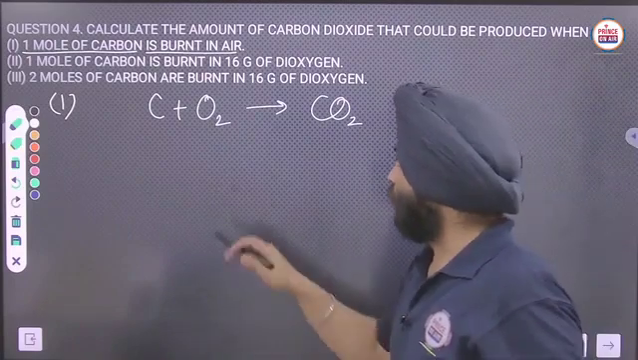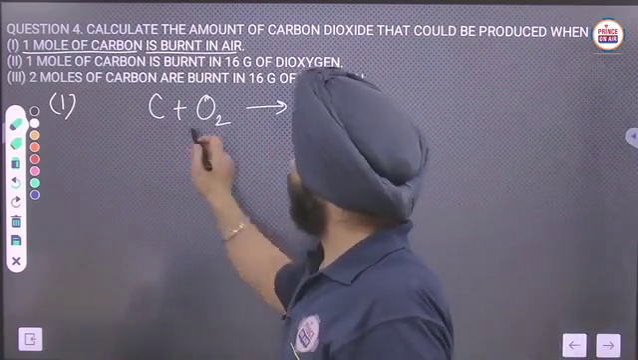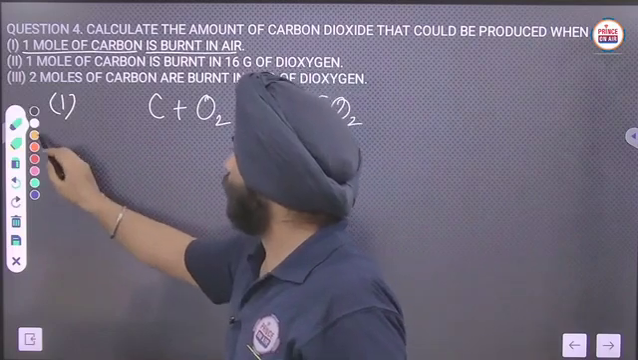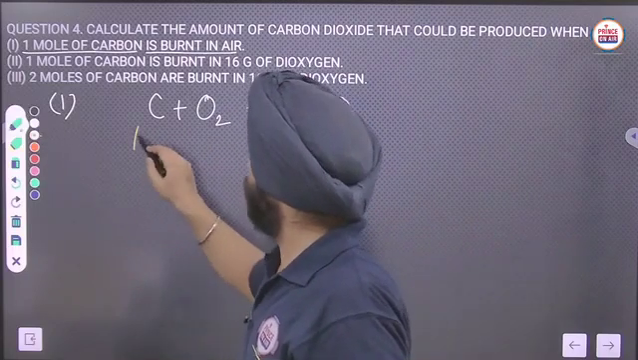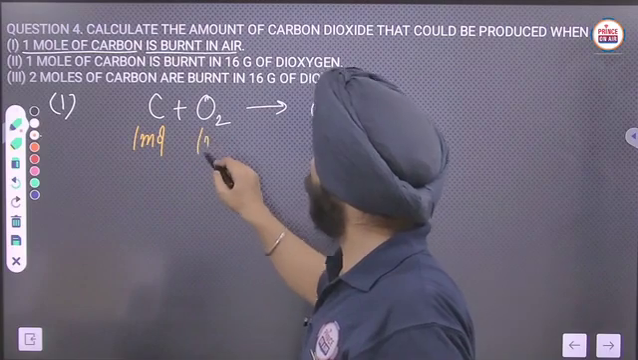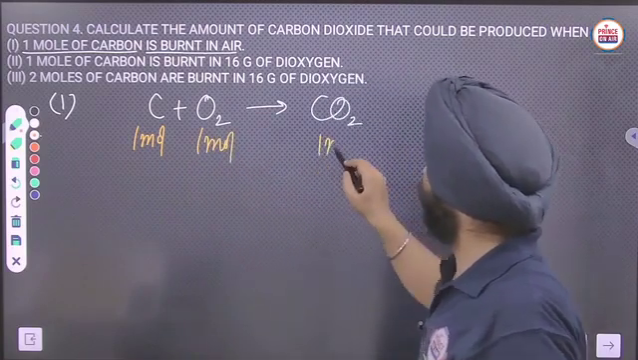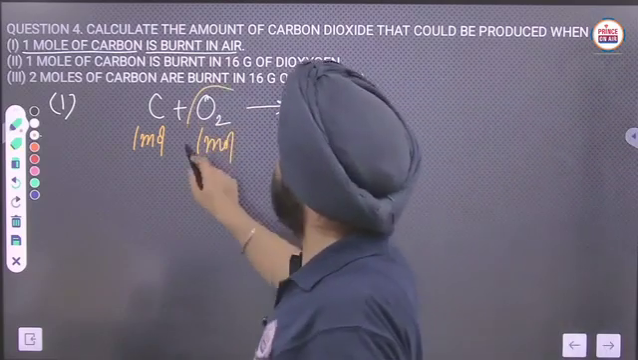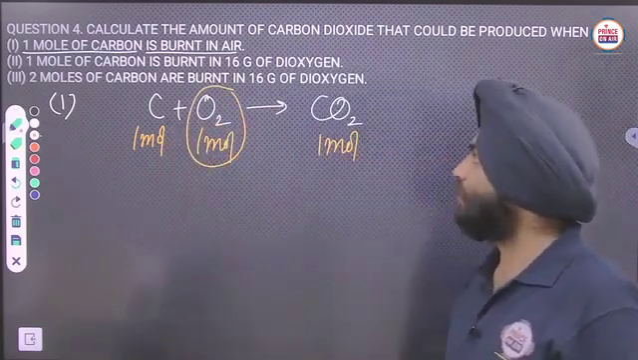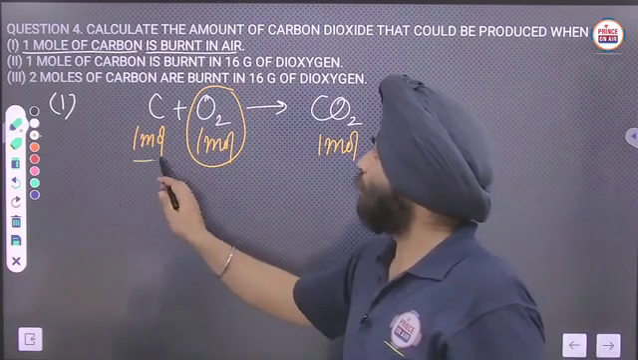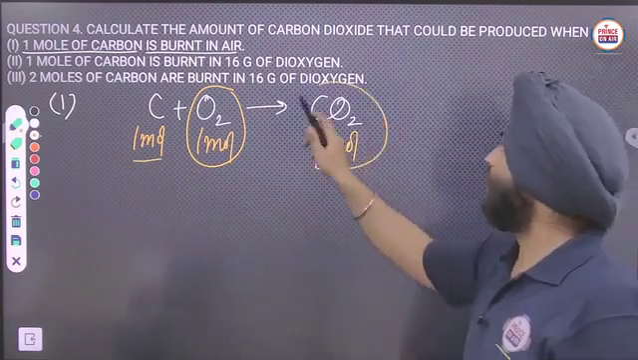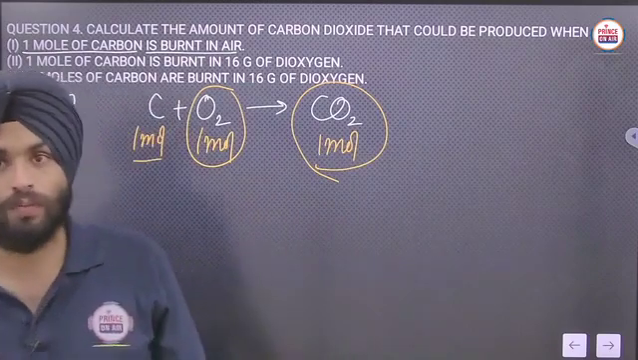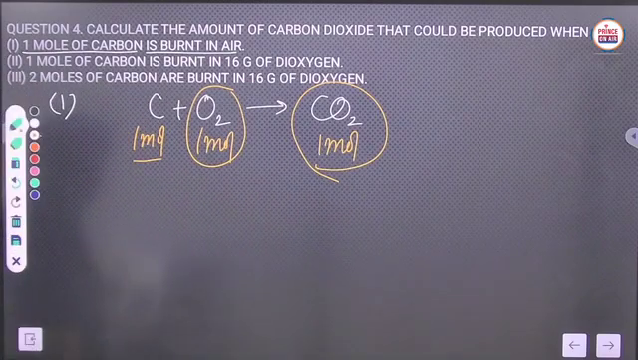So the reaction is that, and it is in balanced form. It means that 1 mole of carbon reacts with 1 mole of oxygen and it will form 1 mole of carbon dioxide. That's it. Now, oxygen mass is not given, only carbon is given. So if we are taking 1 mole of carbon, 1 mole of carbon dioxide will be produced, yes or no? So if you are taking 1 mole of carbon, only 1 mole of carbon dioxide will be produced. Clear?